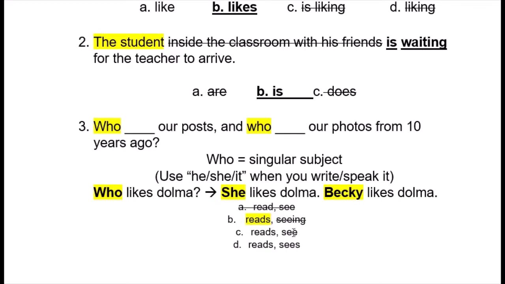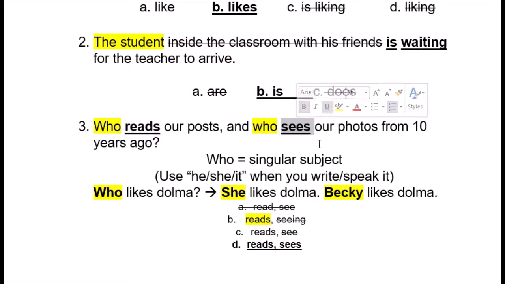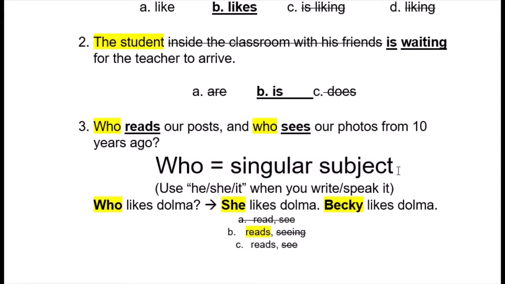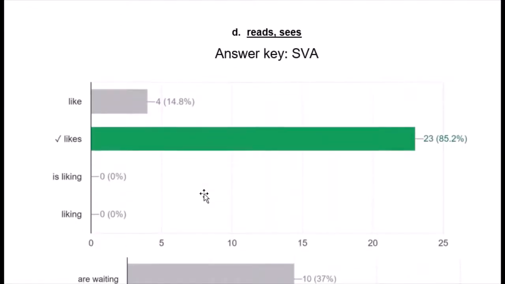So then look at C here. Who reads our posts and who see our photos? Nope, we can't. So the best answer is... both of them are singular, okay? So if you remember one thing: is who singular? Is it in a singular form or a plural form? Who is always a singular subject noun, okay? So you have to put the S if it's present simple, all right? So, answer keys.